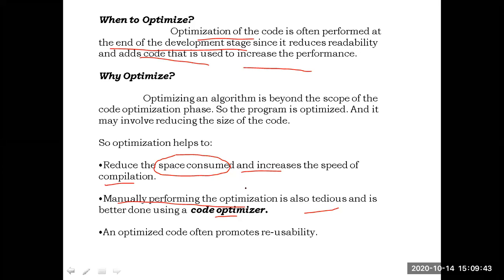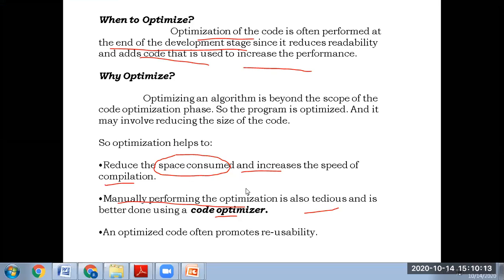Next, the optimized code often promotes reusability. That means the optimized code will support code reusability. And the third point is, manually performing the optimization is a tough process. That's why performing code optimization using the code optimizer is preferable. These are the two things: when to optimize, and why to optimize. Whenever we have those two questions, this is the answer for them.